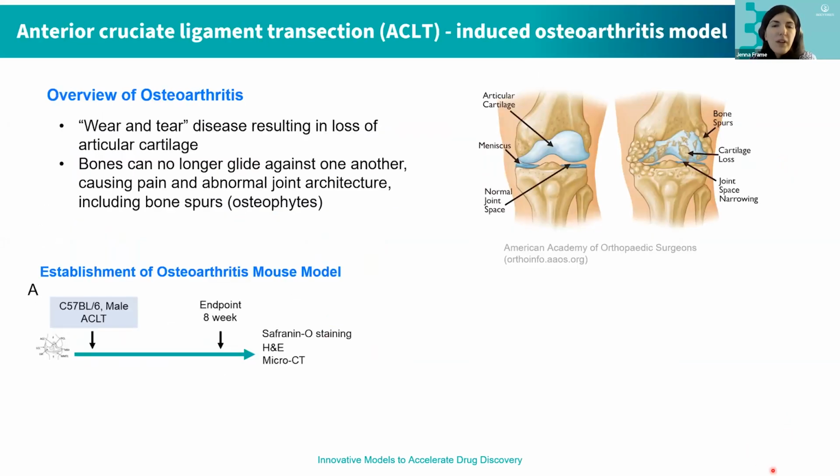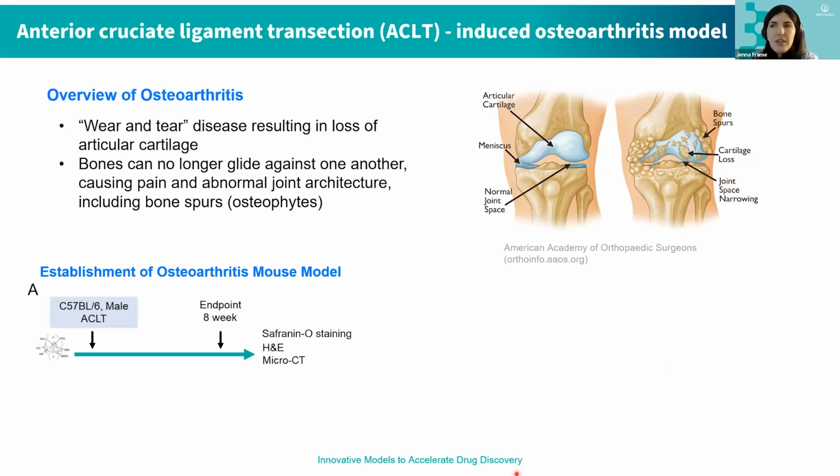The final joint injury model is that of osteoarthritis, which is essentially a wear and tear disease of the joint that can result in loss of articular cartilage, such that bones can no longer glide against one another, causing pain and abnormal joint architecture, including bone spurs, which are commonly called osteophytes.